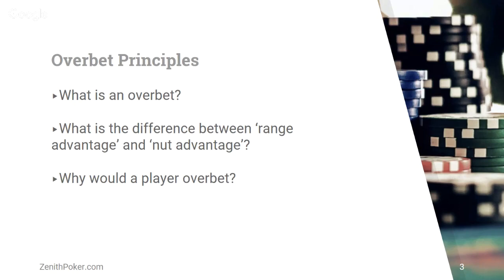Their range, like if the board's a 10, jack, queen, and I'm the 3-bettor, I'm going to have ace-king, and my opponent's most likely not going to have ace-king. So I would have the nut advantage, or like trips.